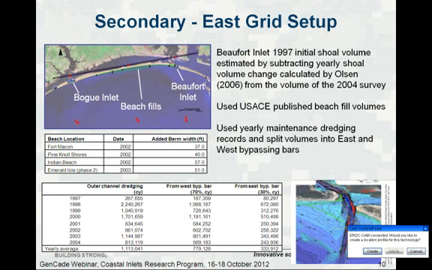We also used beach fill volumes, as you can see here, and then we had the added berm width. Additionally, we used yearly maintenance dredging records, and then we decided to split the volumes into the east and west bypassing bars. So 70% went into the west bypassing bar and 30% went into the east bypassing bar. And our yearly average of dredging was about 1.1 million cubic yards.